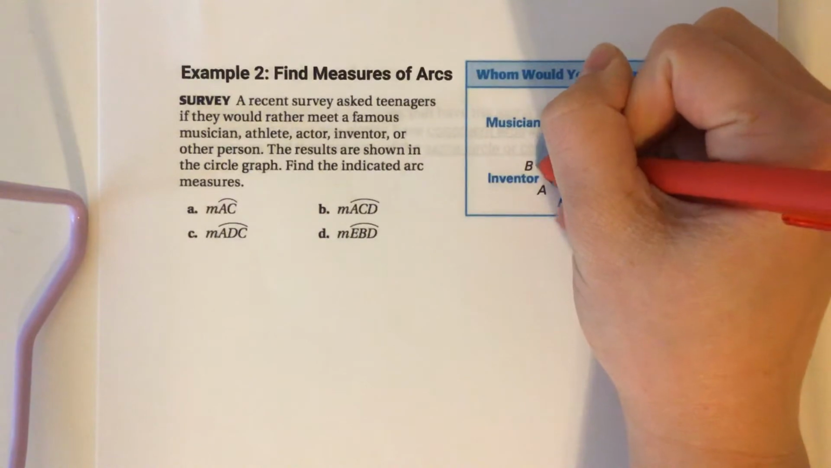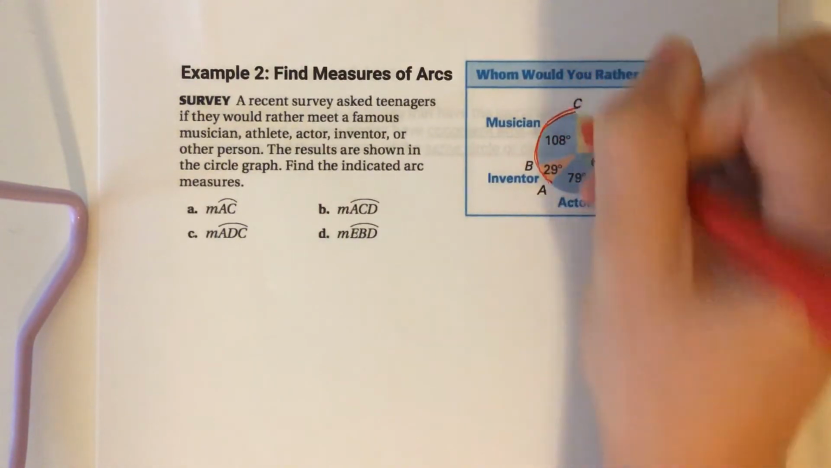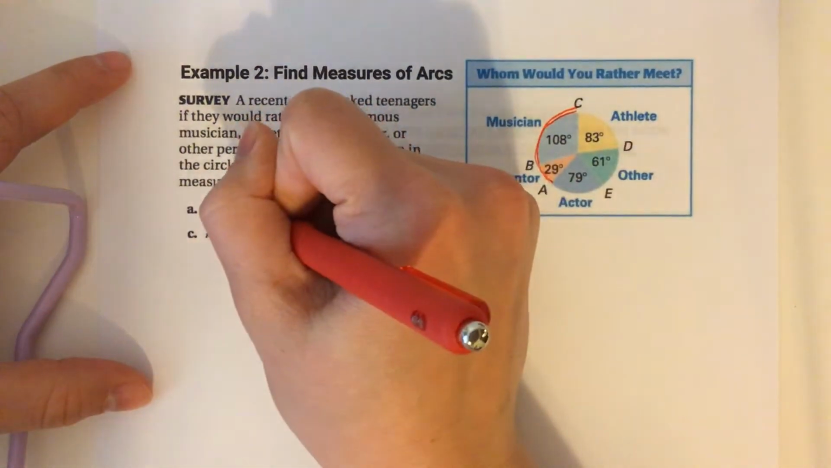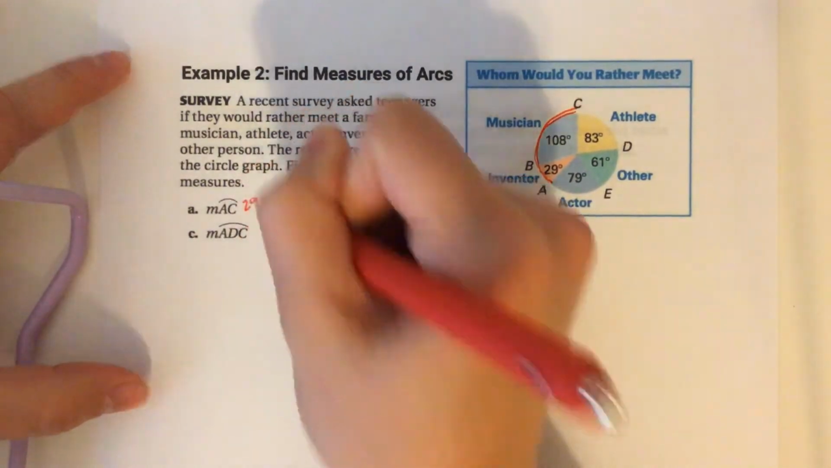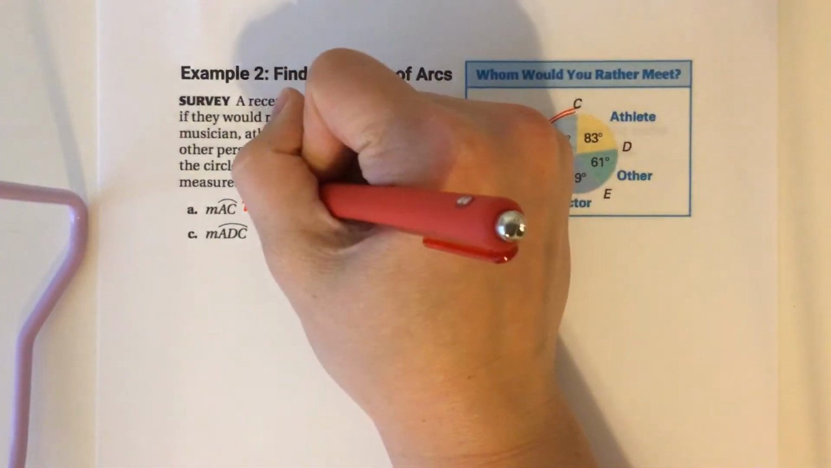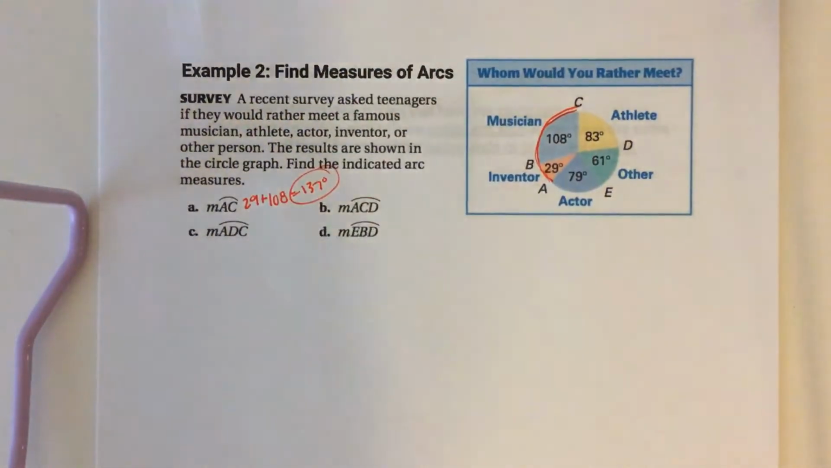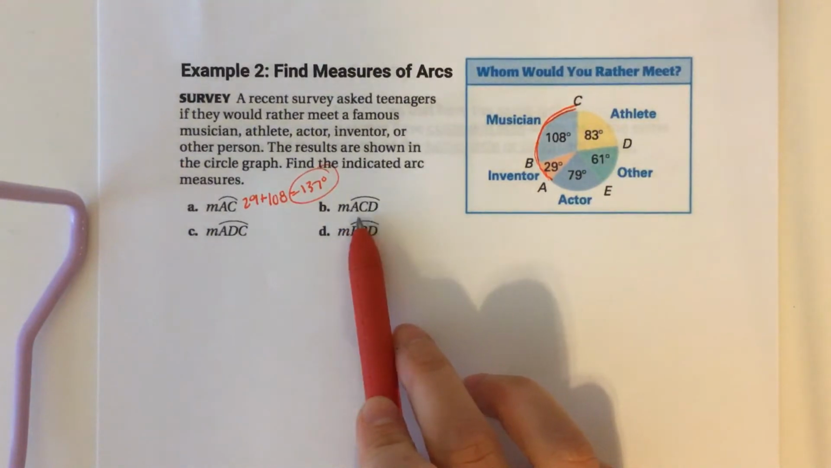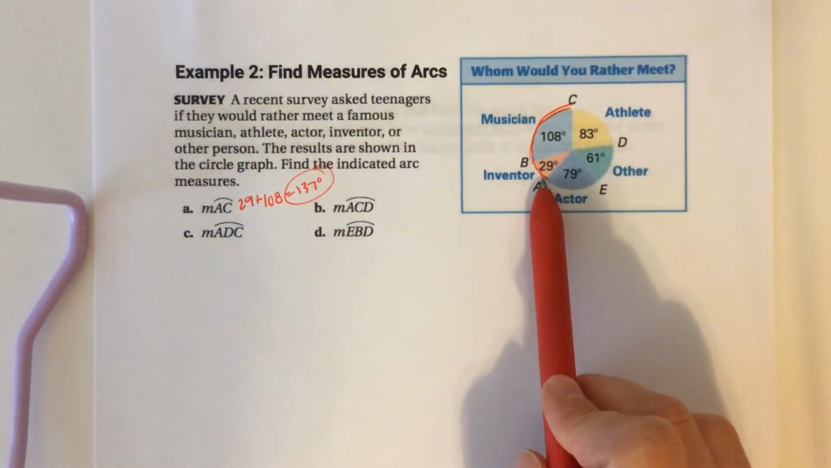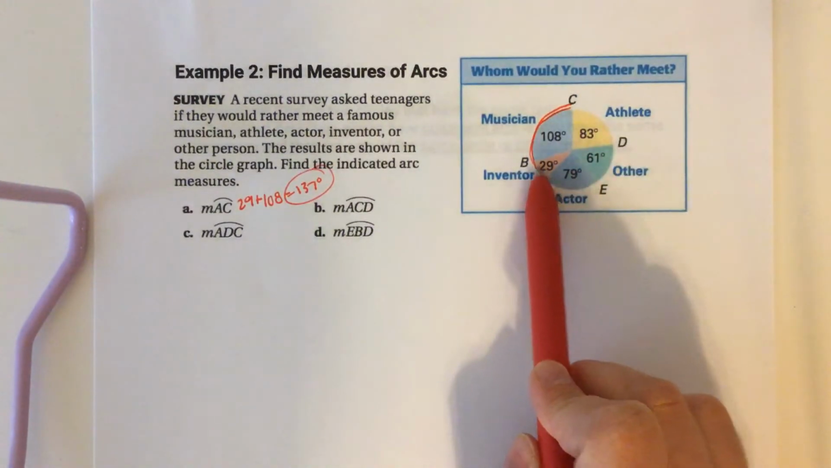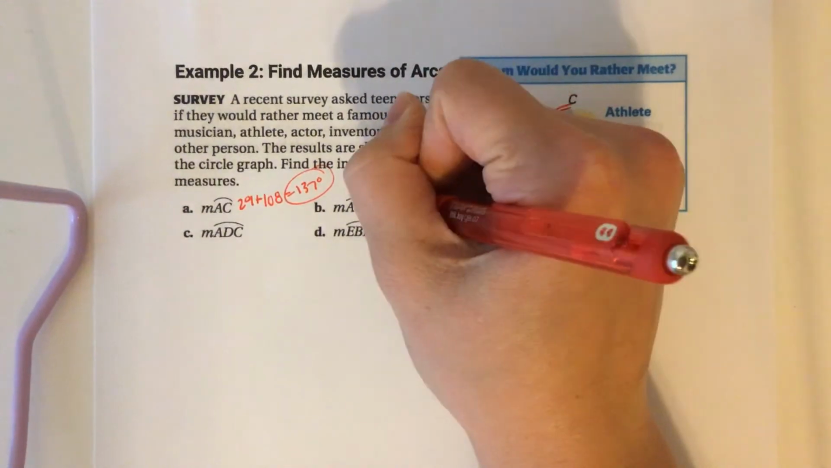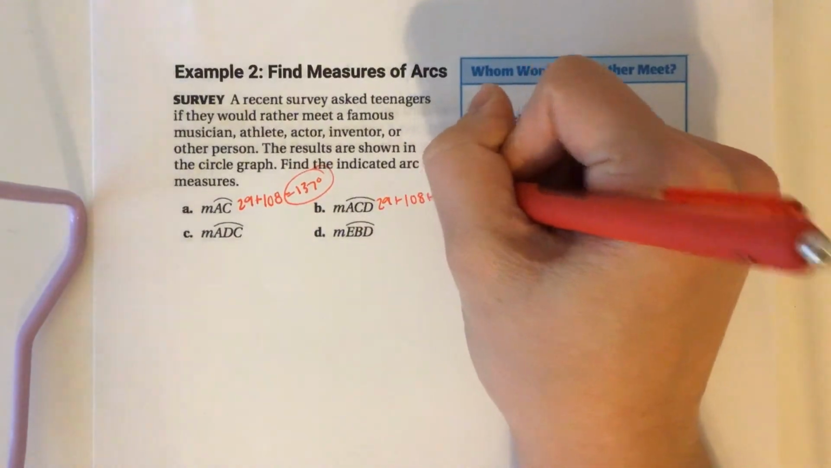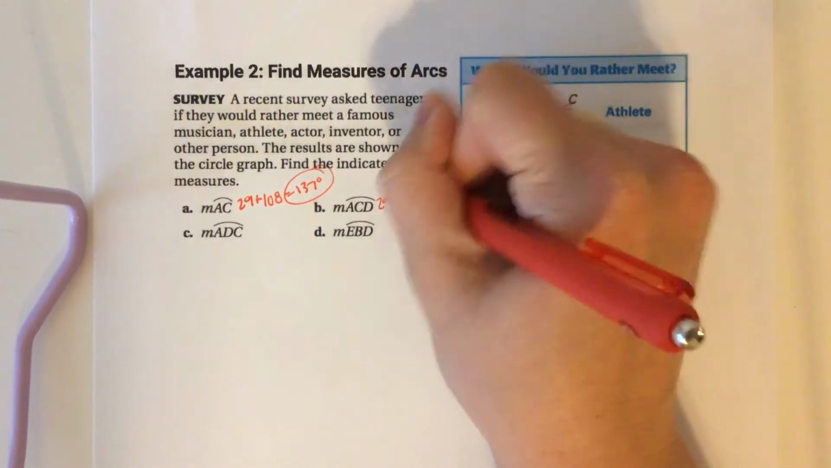So part A here, the measure of arc AC. So looking at this, I go from A to C. It's 2 letters, so I know it's going to be a minor arc. Well, it looks like I'm adding that red and that blue piece together. So I would have 29 plus 108 to get that the measure of arc AC is 137 degrees. I'm just adding them together. Part B here, measure of arc ACD. Well, it's 3 letters, so it's going to be greater than 180. So we have ACD, that goes from red to yellow. So again, I have 29 plus 108 plus 83 to get 220 degrees.